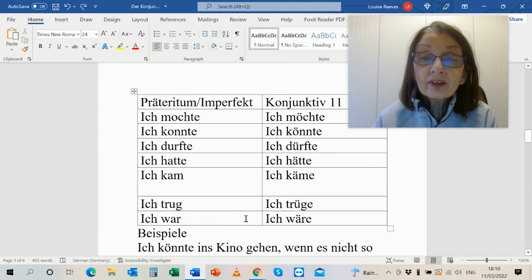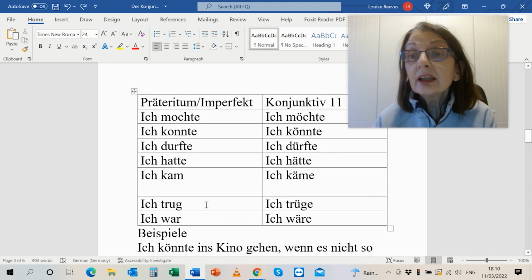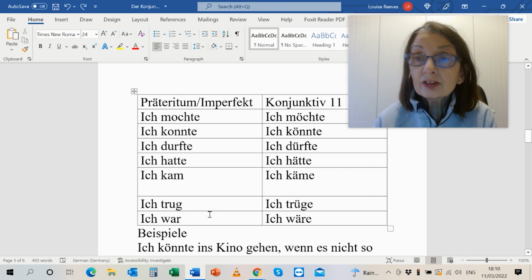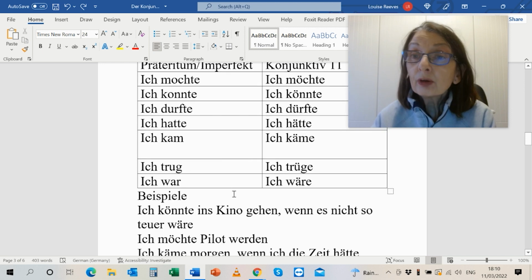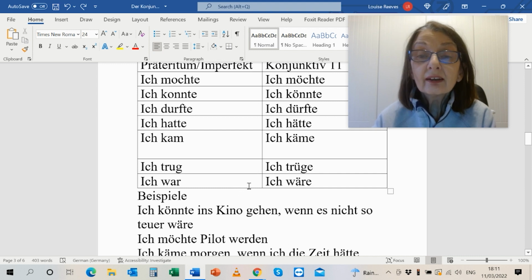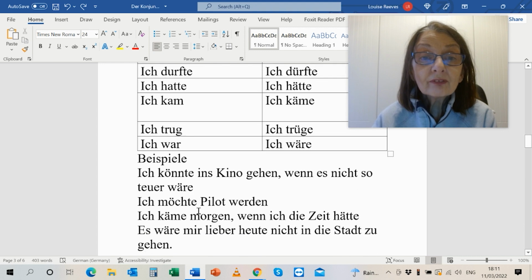Now, I prefer to say, ich wäre than ich würde in der Stadt sein. I would be in the town. Ich wäre in der Stadt. Comes to me quicker off the tongue. But it's all Geschmackssache. It's a matter of taste. You are perfectly within your rights to use ich würde for every verb and put the main verb into the infinitive.